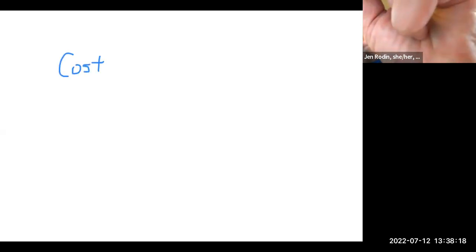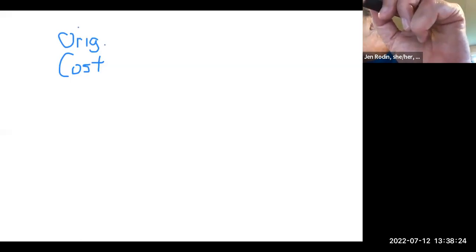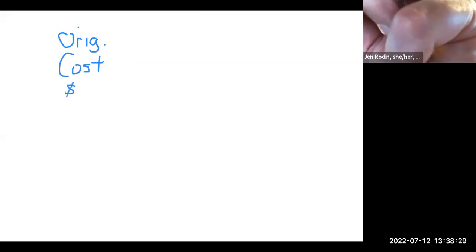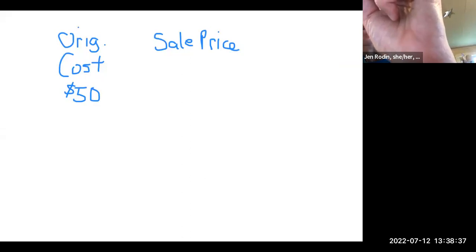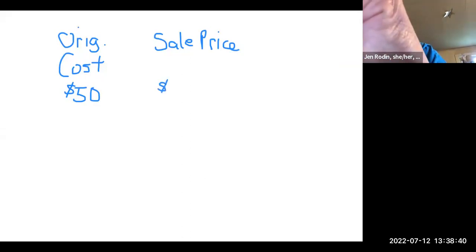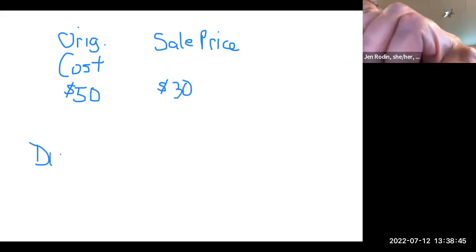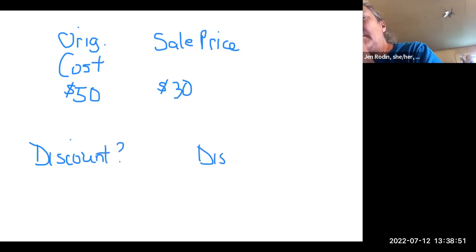Okay, the original cost, this is still a discount problem, is 50. And the sale price is 30. And you have to find the discount amount and the discount rate. That's probably the hardest that they get.